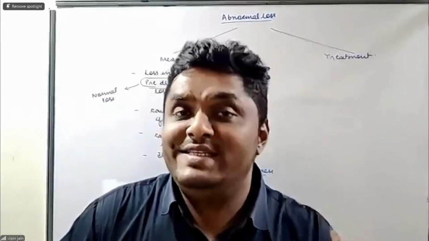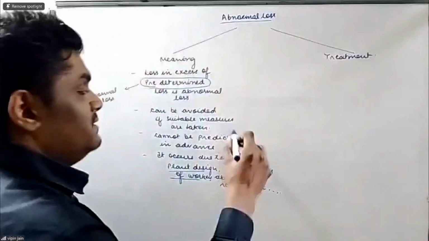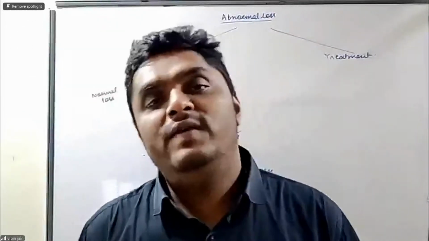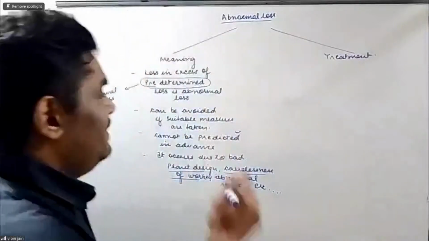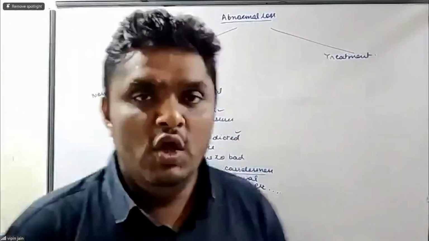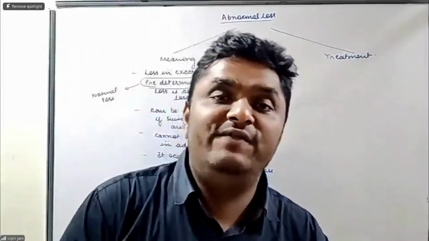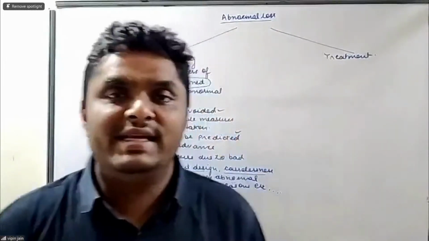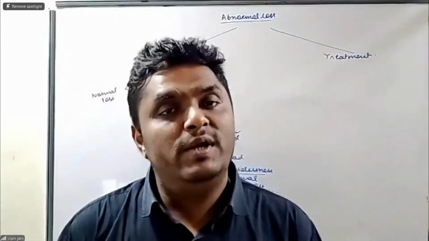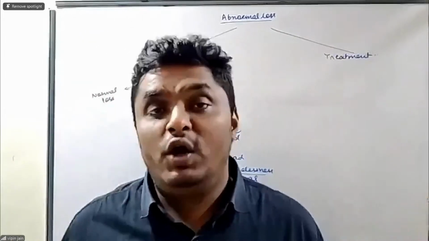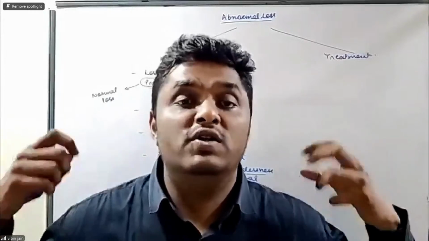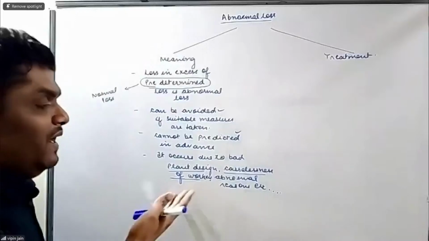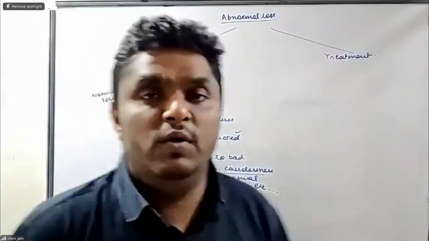Now the point is, accident कोई भी predict नहीं कर सकता. Further, if the driver would have taken care, if he would have driven in a proper way, this could be avoided. So I hope you guys are thorough with that. What is the difference between normal loss and abnormal loss? Abnormal loss occurs due to abnormal reason. It can be avoided if suitable measures are taken. Further, it cannot be predicted. कोई भी normal abnormal loss predict कर ही नहीं सकता. Further, it occurs due to bad plant design, carelessness of workers, or abnormal reasons.